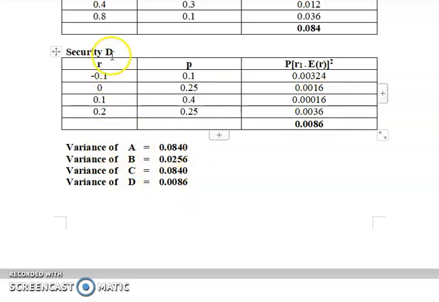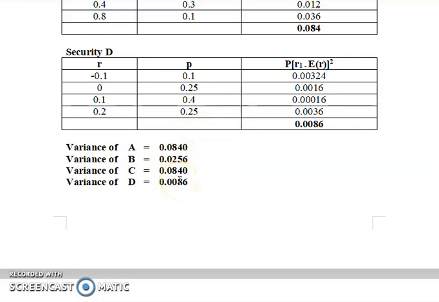We are talking about security D, where the returns were not mentioned as monthly, weekly, daily or yearly basis. That detail is not given, but they have taken the overall performance of all the stocks under this particular domain. They discuss the returns and the probability that you would attain the return, so it is a cumulative value of all the risk. The variances of A, B, C and D they have given here are 0.08, 0.0840, 0.0256, 0.0840, 0.0086. So this is the variance you have got.